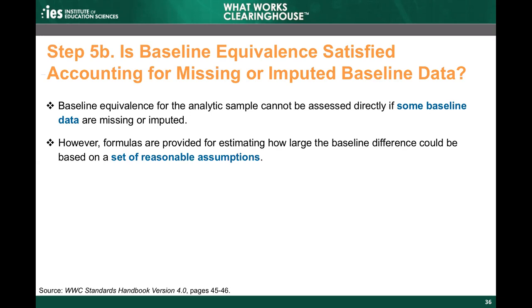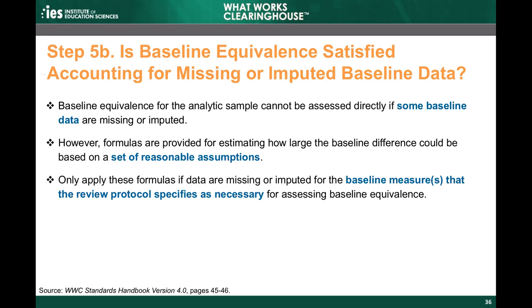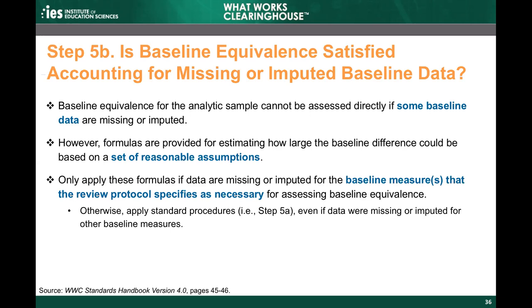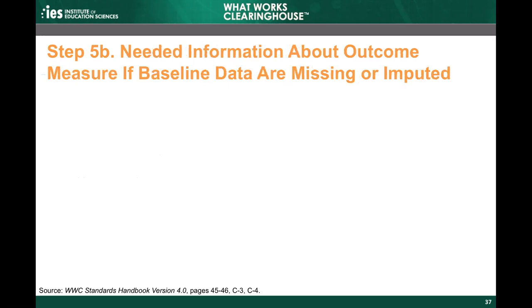Well, again, we apply a similar set of procedures as we did in step three. And the basic idea is that we use formulas for estimating how large the baseline difference could be based on a set of reasonable assumptions. And we only apply these formulas if data are missing or imputed for the baseline measures that the review protocol specifies as necessary for assessing baseline equivalence. Otherwise, we can apply standard procedures, that is step 5A, even if data were missing or imputed for other baseline measures not required for assessing baseline equivalence according to the intervention review protocol.